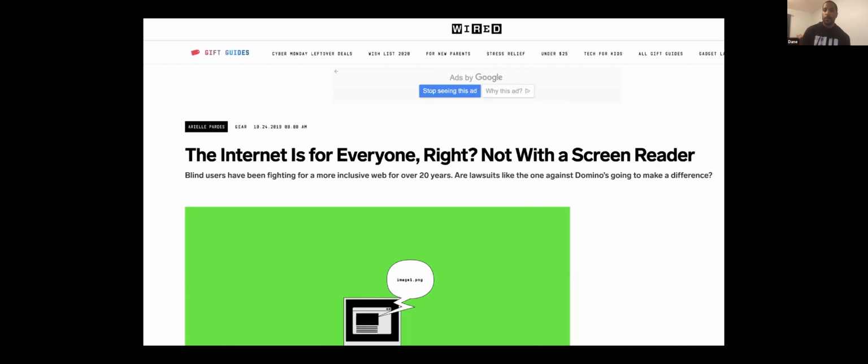And then there's what we produce from this environment. So Regine pointed to the lack of inclusion that exists on the web, especially. This is an article from Wired around the internet, called "The Internet is for Everyone, right? But not with a screen reader." And this talks about people who are blind, who have been fighting for a more inclusive web for over 20 years, and how it's starting to result in lawsuits.